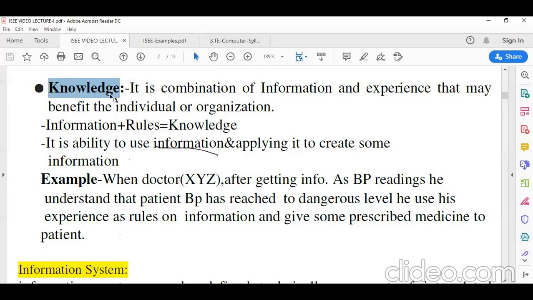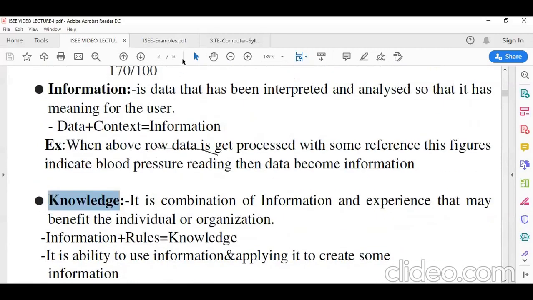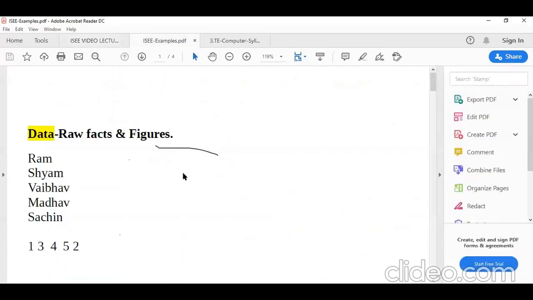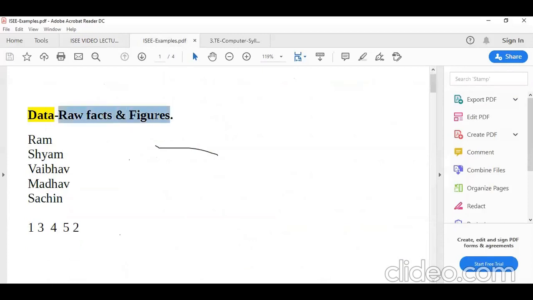Yes sir. Yes. One more example I will show you. Okay, one more example that is quite related to us. See here. Now here I have taken one. Can you see that I have changed the screen? Yes, sir. I have taken some data as raw facts and figures.